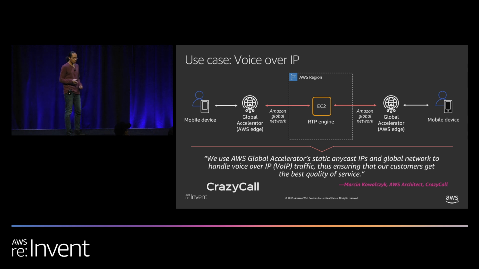Let's see, this one with Crazy Call, an online call service that they offer. They're using Global Accelerator to help stitch these calls together. One thing that I found interesting is when they deployed Global Accelerator, they saw a reduction in the number of support calls of users complaining about call quality and disconnections. So not only were they able to leverage the performance, but that availability translated to this improved experience for their customers.